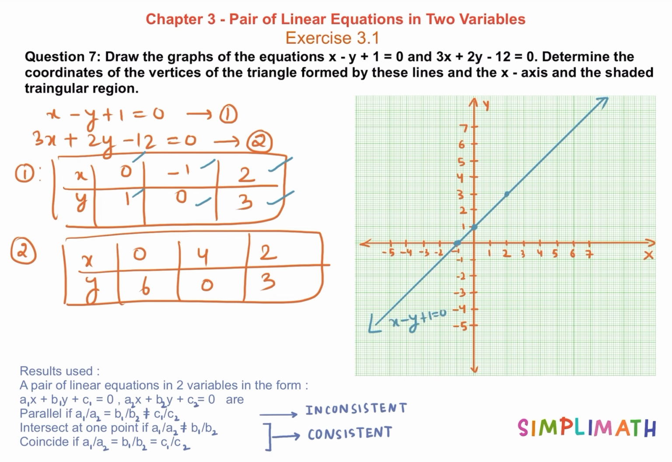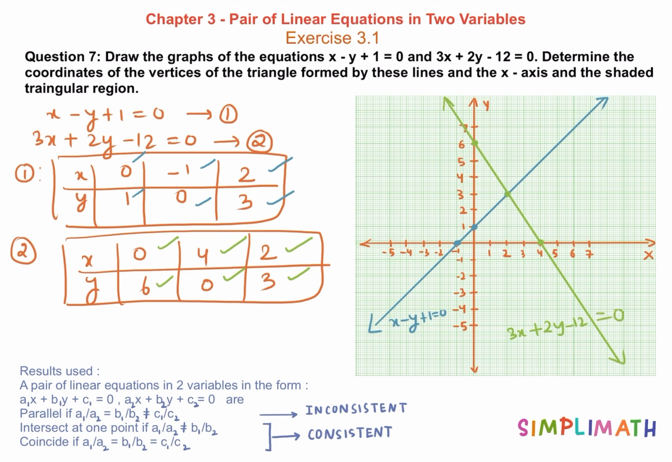Now coming to equation 2, when x equals 0, y equals 6, so it is this point. When x equals 4, y equals 0, so this is this point. When x equals 2, y equals 3, this is this point. Now let us connect the 3 points. So this line is the graph of 3x plus 2y minus 12 equal to 0.